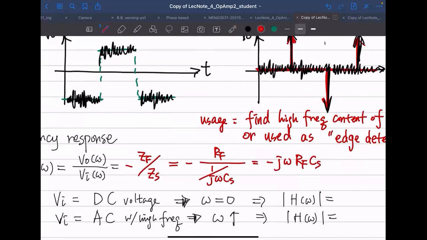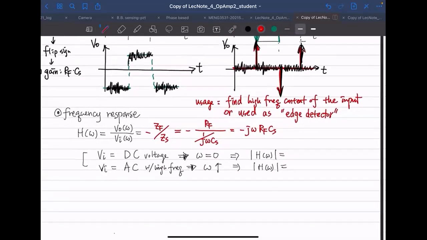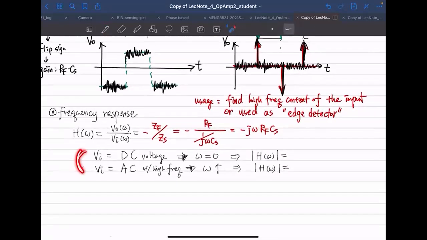Alrighty. And we would like to do this extreme case analysis again. So let's assume our input was a DC voltage. In other words, the excitation frequency is very small or 0. Then what would be the output over input amplitude ratio for this differentiator? What's going to be the value for that?